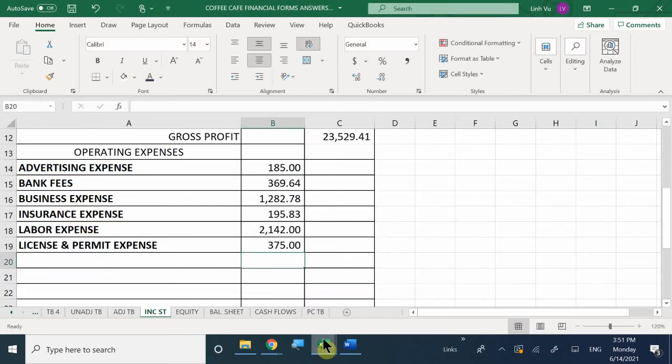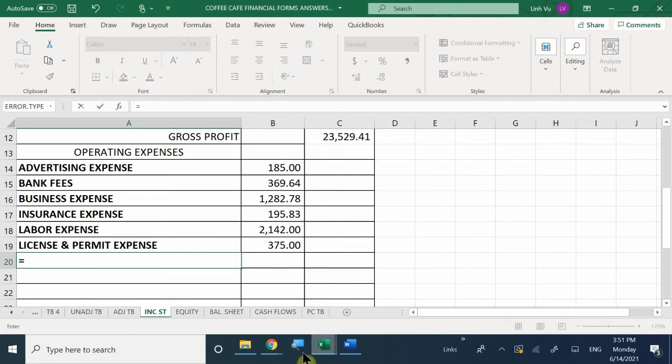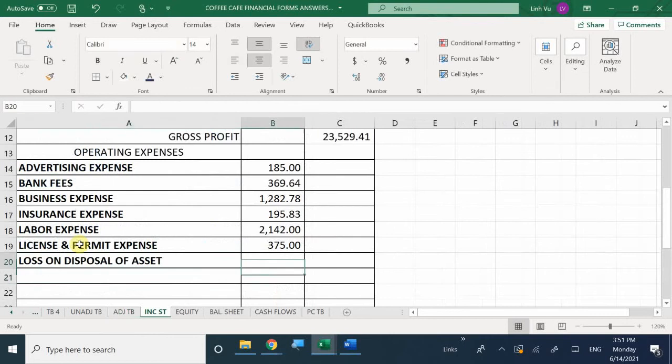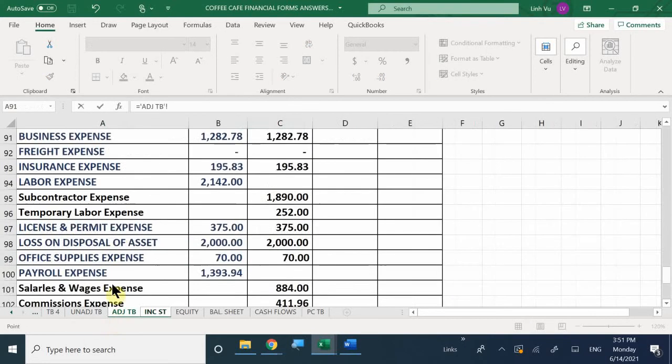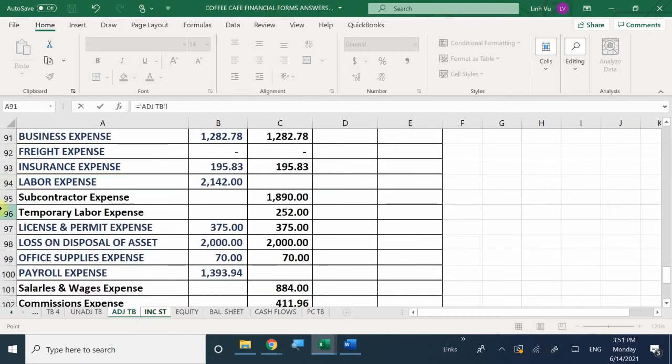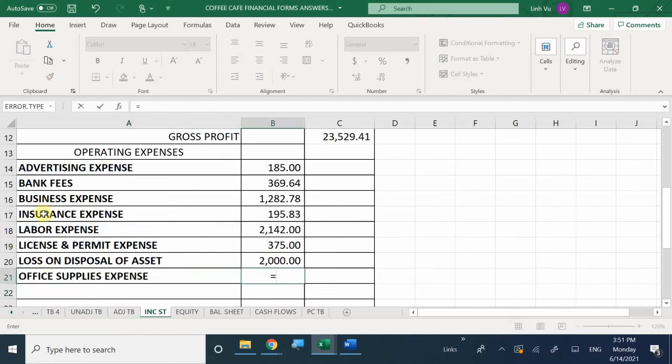$375. 375. Okay. Loss on disposal of asset? Okay, next is loss on disposal of asset, good. For a total of 2,000. $2,000, good. Office supplies, good, for $7.